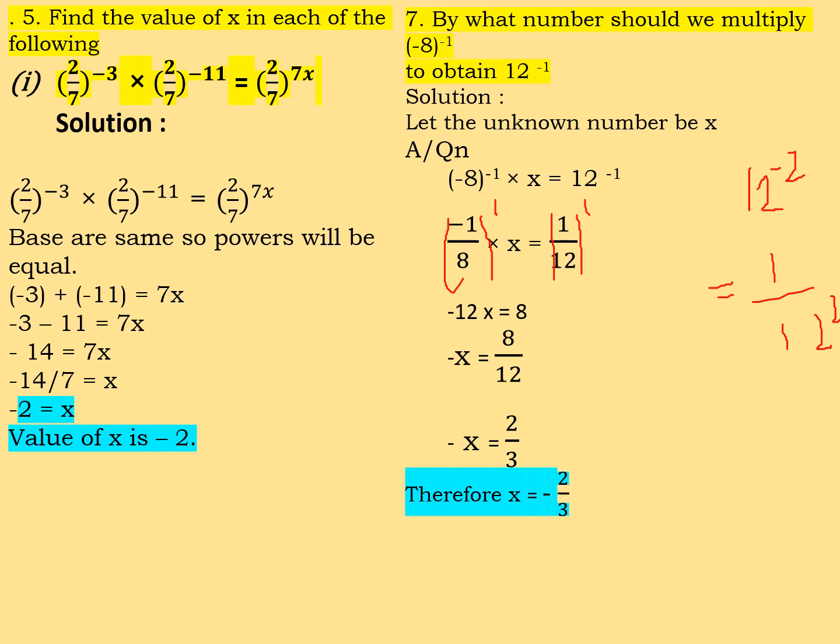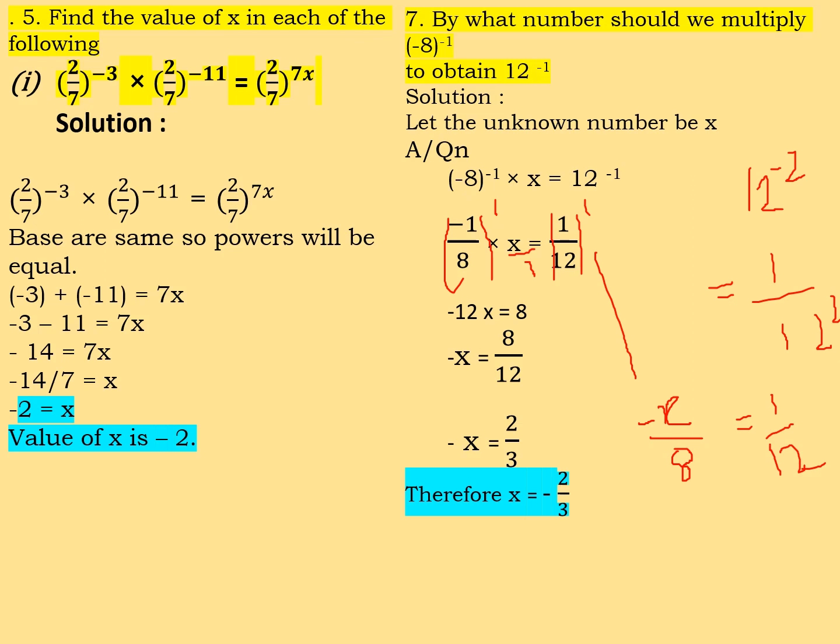So minus 1 by 8 into x is 1 by 12. Now I am multiplying minus 1 into x. Minus 1 into x is minus x and 8 into 1 is 8. What I am doing here, I am cross multiplying. 12 into x, 12 into minus 1 is minus 12x is equal to 8. See, this step can be written as minus x by 8 equal to 1 by 12, isn't it? So then you can cross multiply.